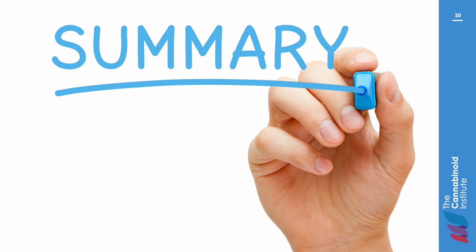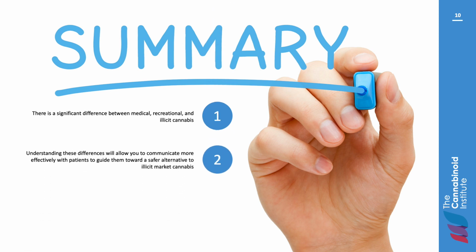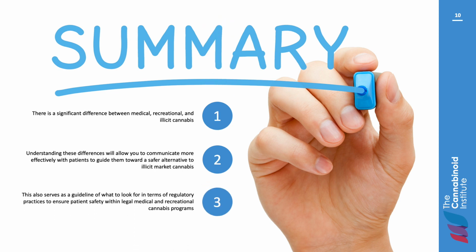In summary, there is a significant difference between medical, recreational, and illicit cannabis. Understanding these differences will help you communicate more effectively with patients to guide them to a safer alternative to illicit market cannabis. This also serves as a general guideline as to what to look for in terms of regulatory practices to ensure patient safety within legal, medical, and recreational cannabis programs.